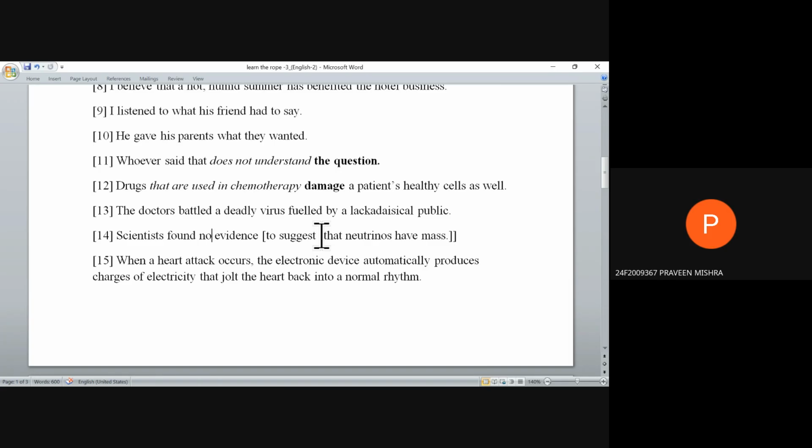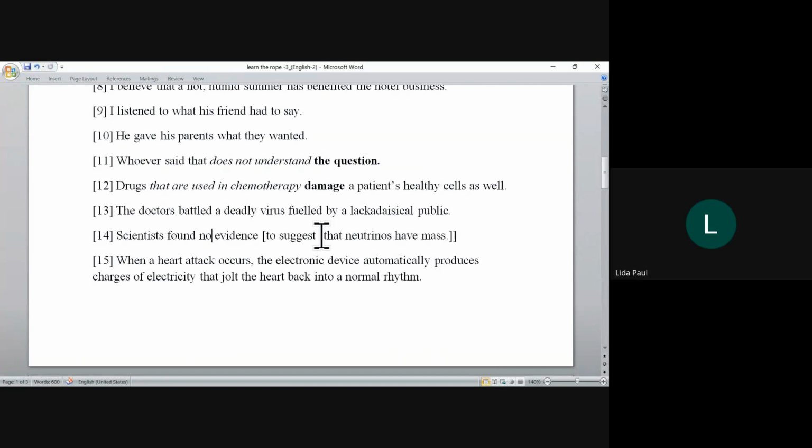Okay, so it is modifying the noun charges of electricity. What does it say? Charges of electricity that jolt the heart back into. So it's talking about the charges of electricity, that particular noun. Okay, noun phrase. And when a heart attack occurs, it's easy, right? It's a noun clause telling you about the event.